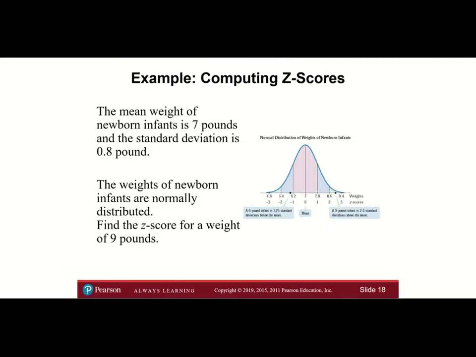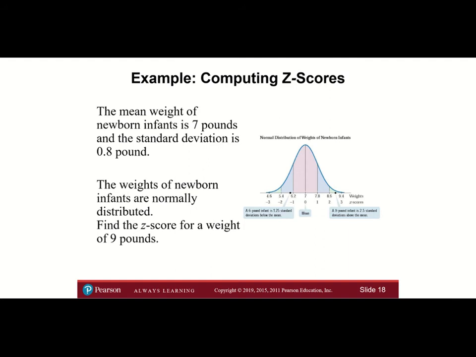All right, so what we need to do is they want us to find the z-score for a weight of 9 pounds. And here we have the mean weight of a newborn infant is 7 pounds, and the standard deviation from this is 0.8 of a pound. So we want to find the z-score for a weight of 9 pounds.